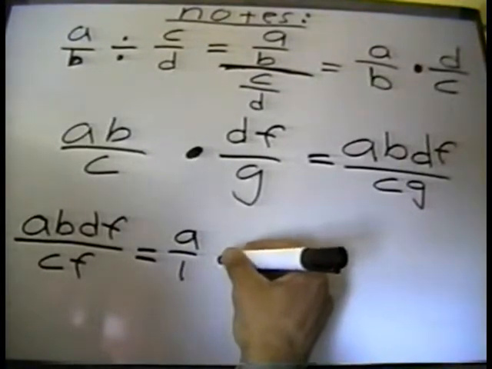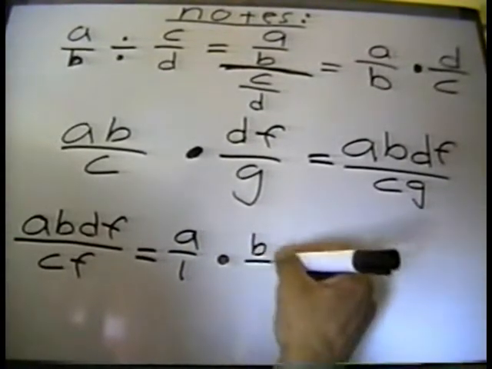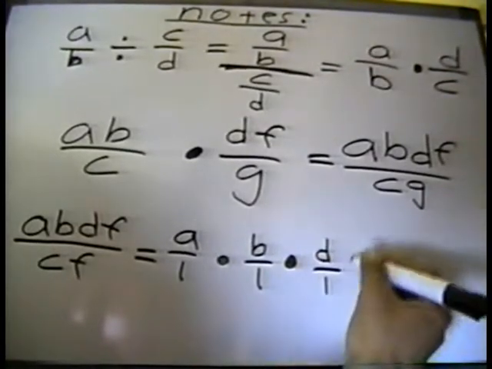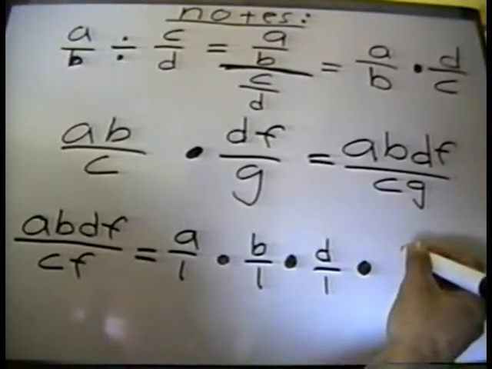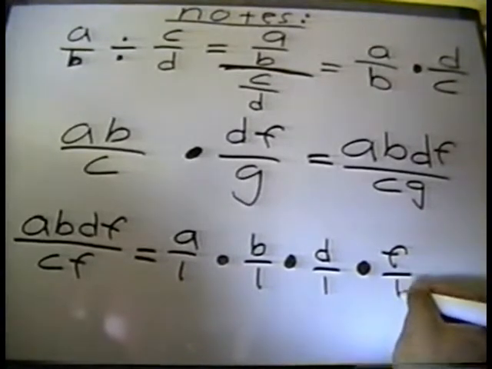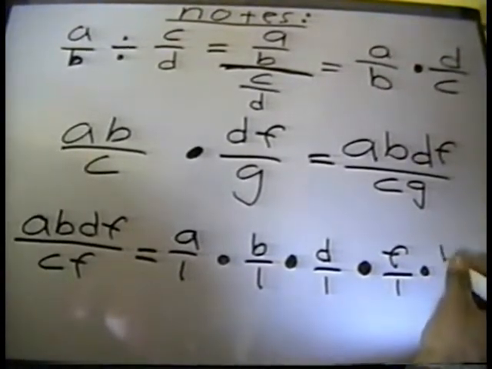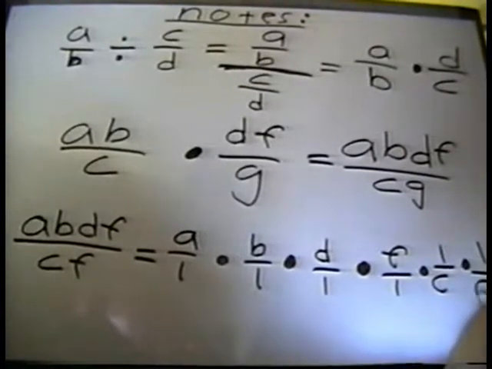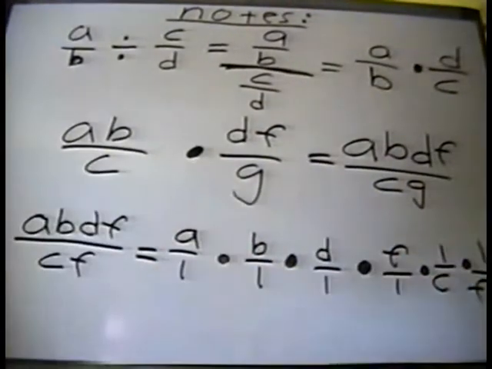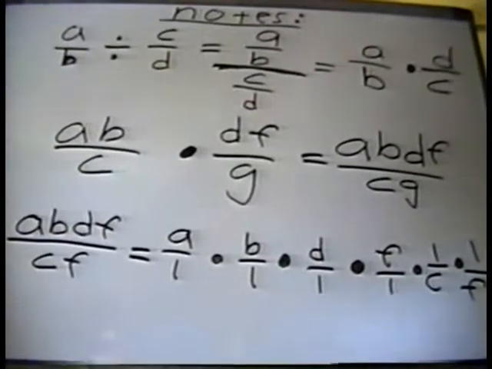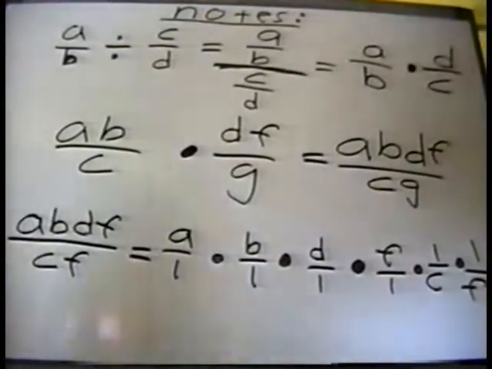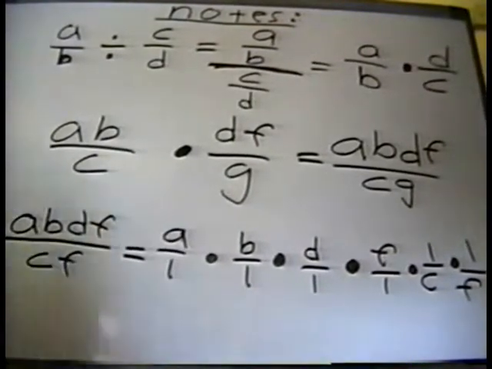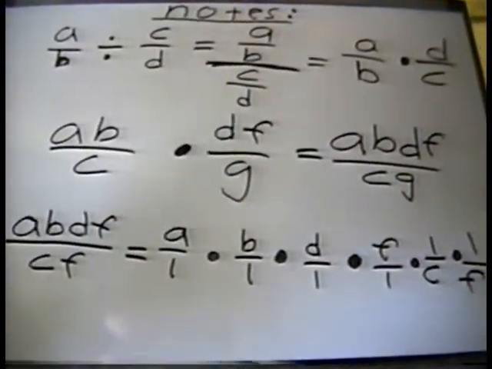You take ABDF over CG, that's equal to A over 1 times B over 1 times D over 1 times F over 1 times 1 over C times 1 over G. Okay.